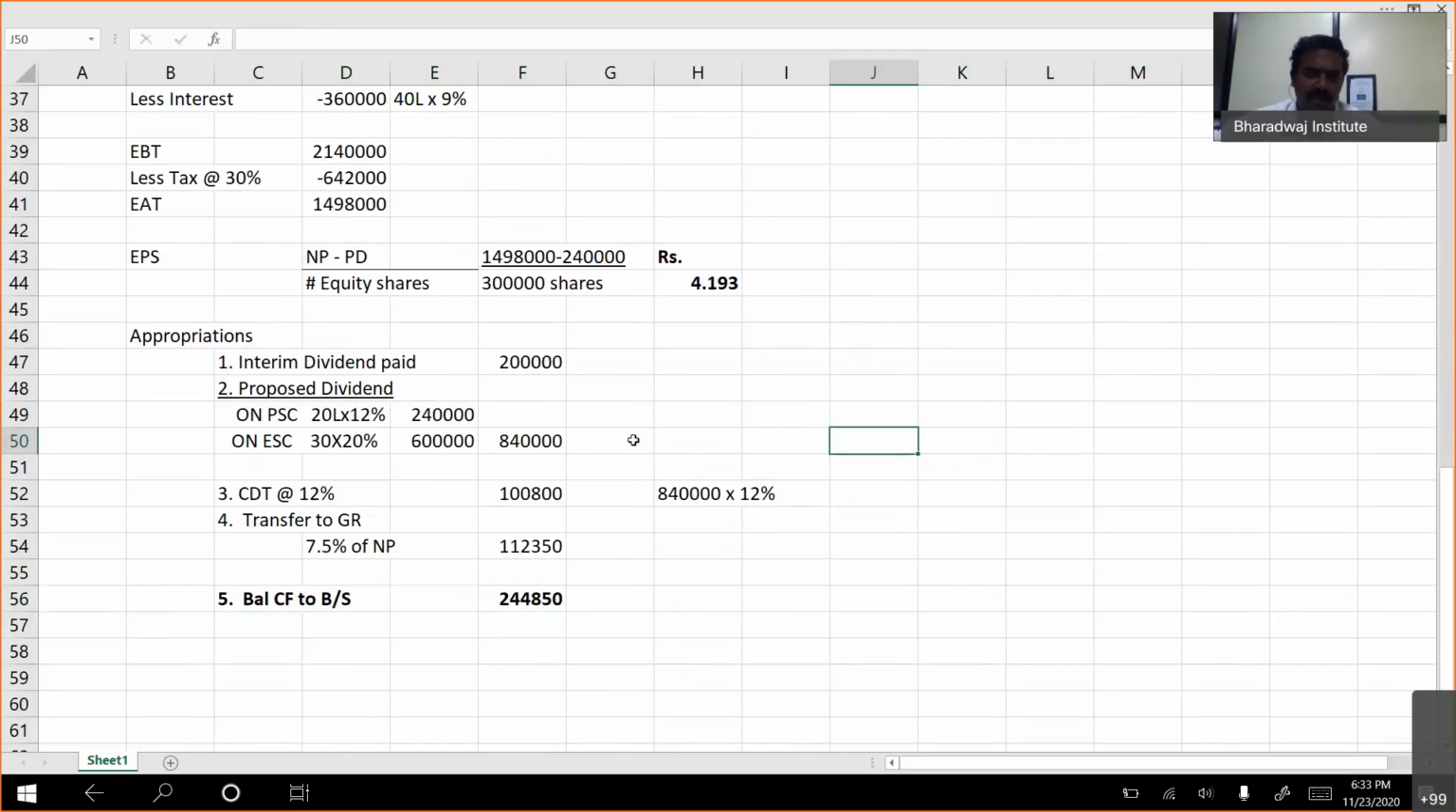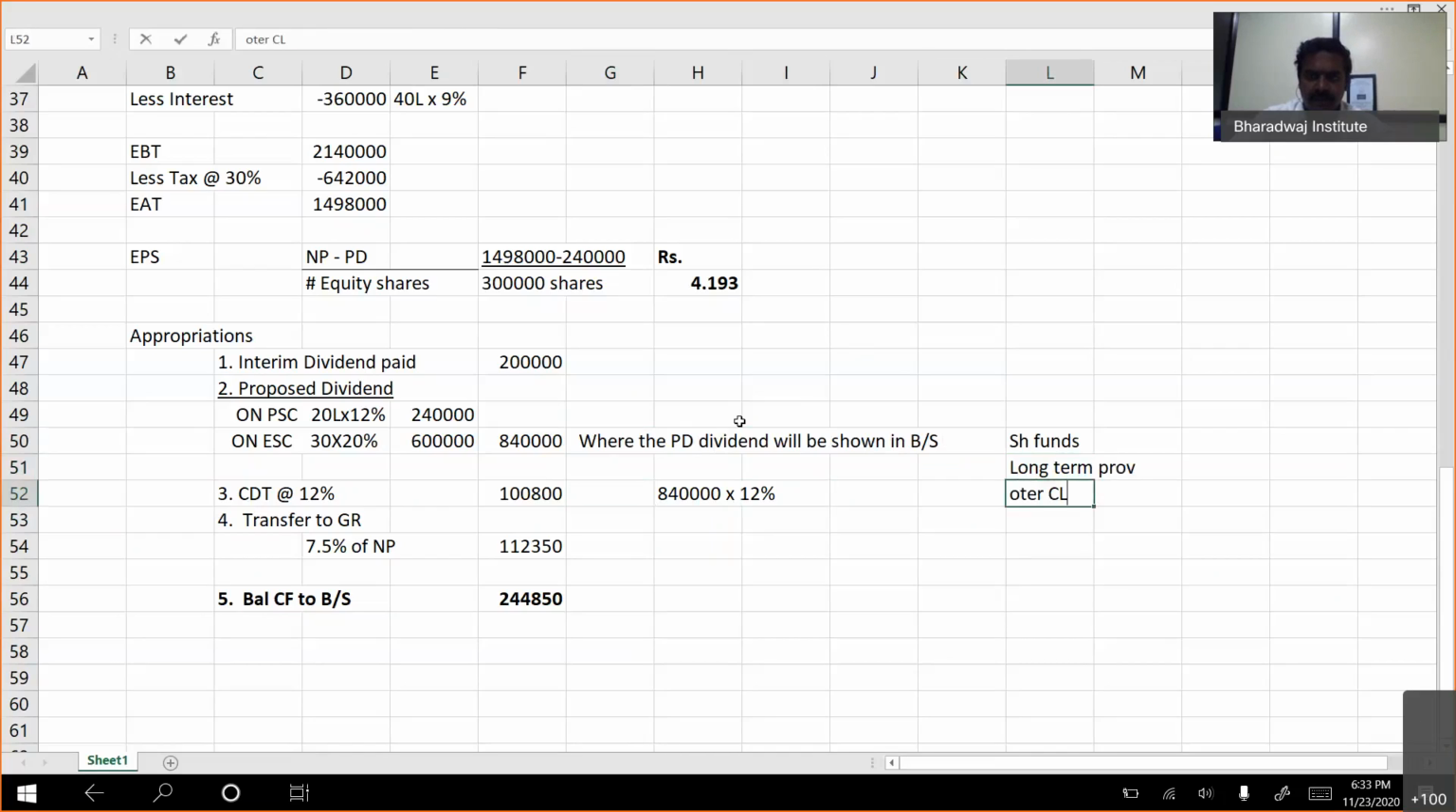Now, additional question also can be asked. Where the proposed dividend will be shown in the balance sheet. They will give you options: shareholders funds, long-term provisions, other current liability, then short-term provision. Like this, they may give you options. Then you have to check the proper answer. It will be shown under what? Short-term provisions. This corporate dividend tax also will be shown under short-term provisions.